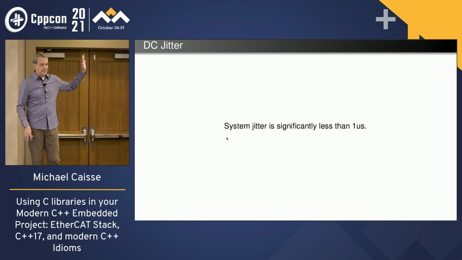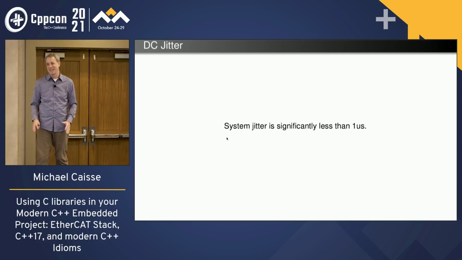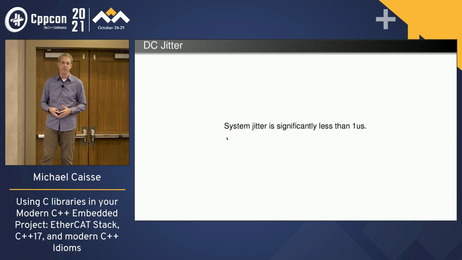So the DC allows us to achieve system-wide jitter of less than 1 microsecond, far less than 1 microsecond. And so in most industrial control systems, that's plenty fine, right? You're happy to have it. And the things that we were doing were fairly tight, and this provided exactly what we needed for a solution. And so that's what we're going to get from this system.